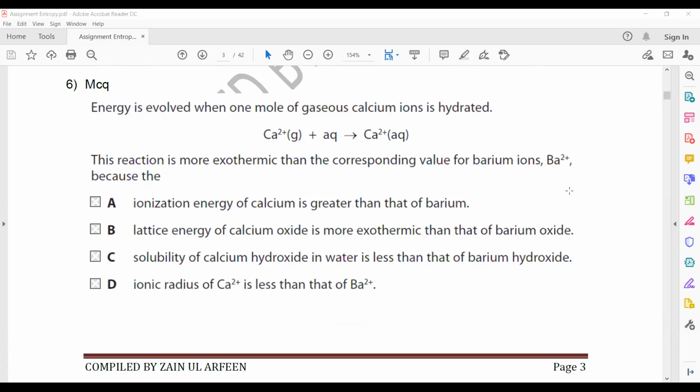Energy is evolved when 1 mole of a gaseous calcium ion is hydrated. This reaction is more exothermic than the corresponding value for barium. Why is the hydration energy higher? Because calcium is smaller in size with the same charge. So what's the answer? The ionic radius of calcium is smaller than that of barium, so D is the right answer.